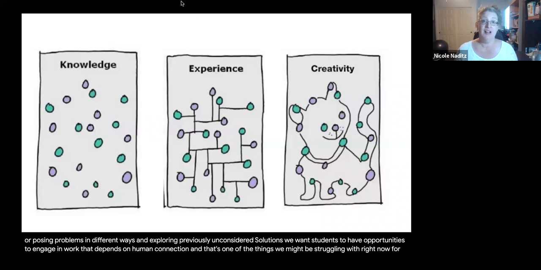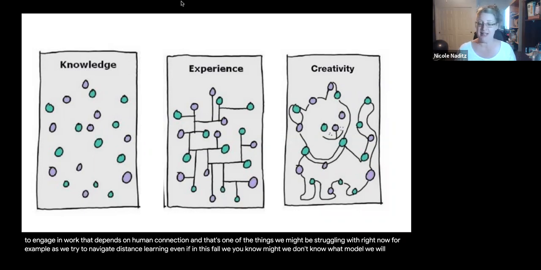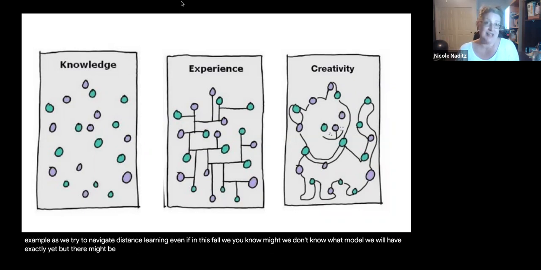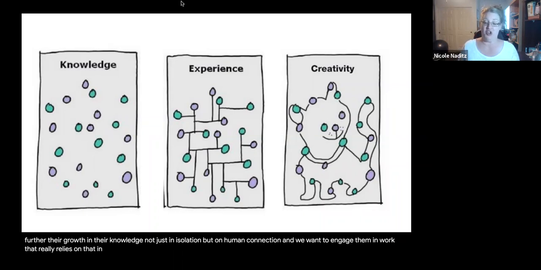For example, as we try to navigate distance learning, even if in this fall we don't know exactly what model we will have yet, there might be some days in which students are engaged in distance learning, and we want them to further their growth and their knowledge, not just in isolation, but through human connection. And we want to engage them in work that relies on that infinite human capacity and infinite human creativity.